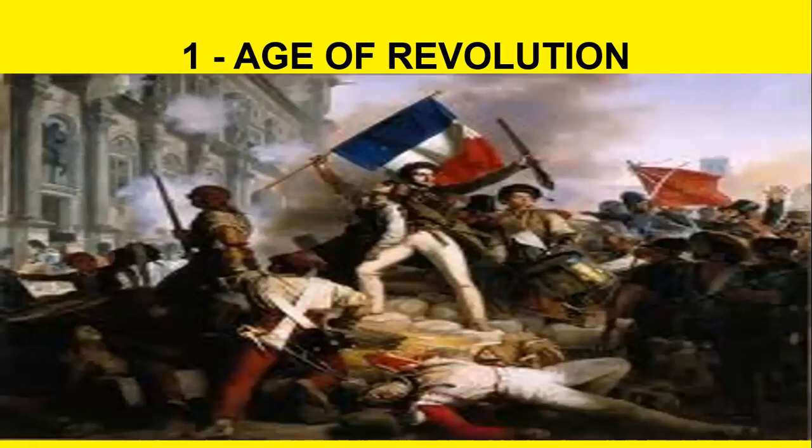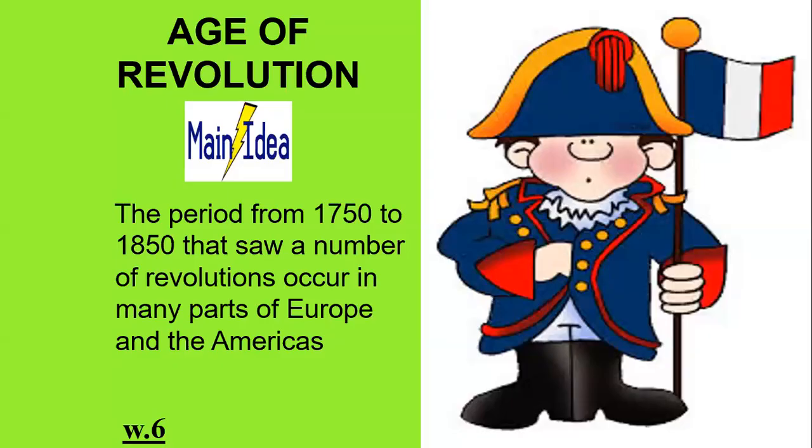The age of revolution. This is a main idea. Now, you need to know this. It says main idea on that screen. That means you need to write it down, put it in your notes, and basically it's going to be on your test. So understand that. The age of revolution, the period from 1750 to 1850 that saw a number of revolutions occur in many parts of Europe and the Americas. You need to know this, so write it down. Pause and write it down.